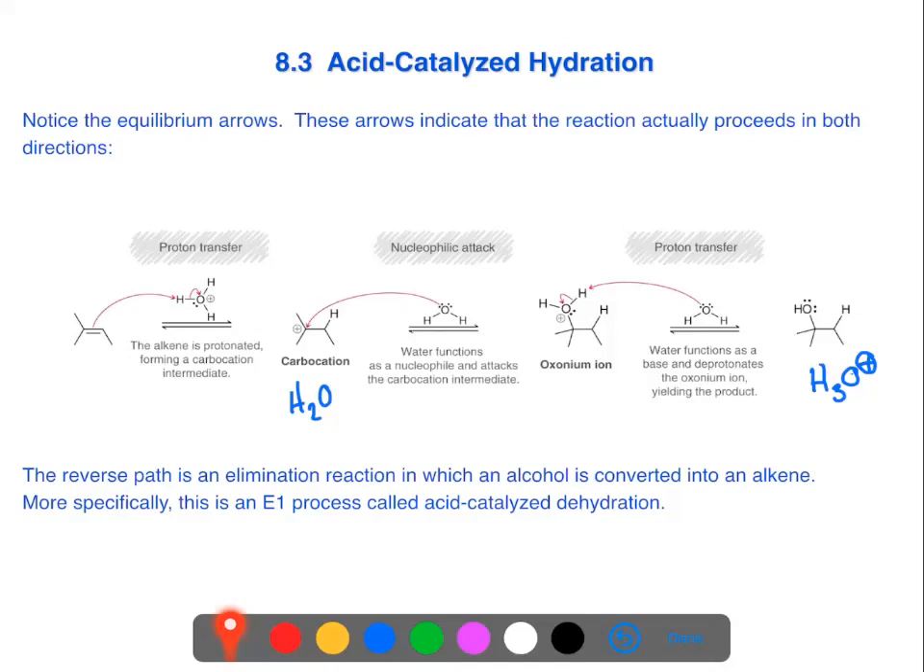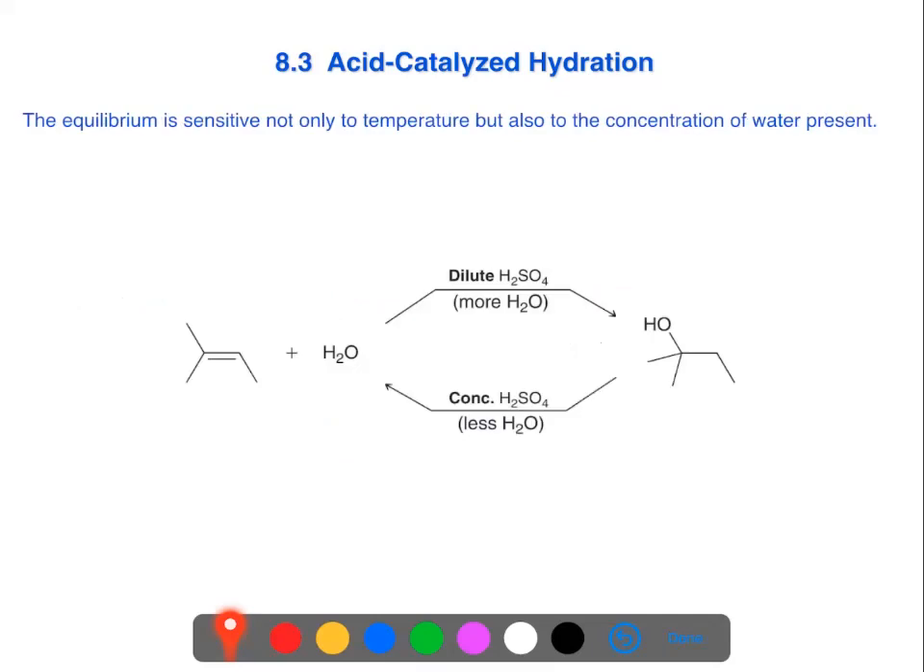You may recall that this reverse path, starting from our alcohol in the presence of an acid catalyst, forming the alkene, this conversion from alcohol to alkene is the E1 reaction. In fact, we refer to this as an acid catalyzed dehydration, because we're removing a molecule of water, or a water molecule is formed in the process as we convert this alcohol to the alkene. So this equilibrium is sensitive not only to temperature, but also to the concentration of water present.